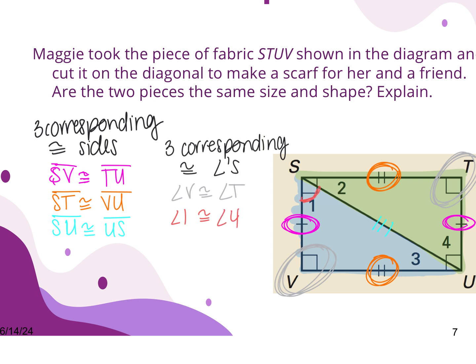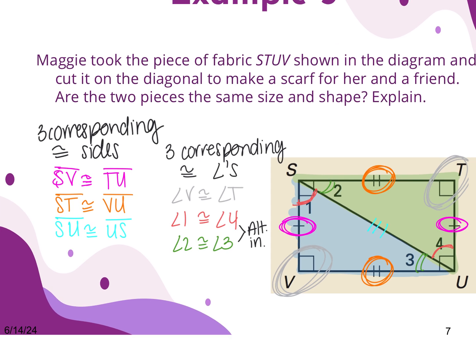Okay, so I'm going to go ahead and write my congruency marks. And then what's another one? Yeah. Angle 2 is congruent. Good. Angle 2 is congruent to angle 3. And these 2 things here are considered alternate interior angles. So if I named all 3 angles and all 3 sides, would this be a congruent figure? Congruent polygon, yes.